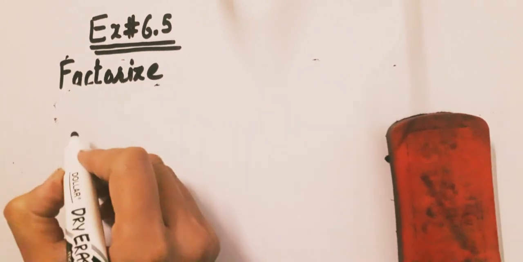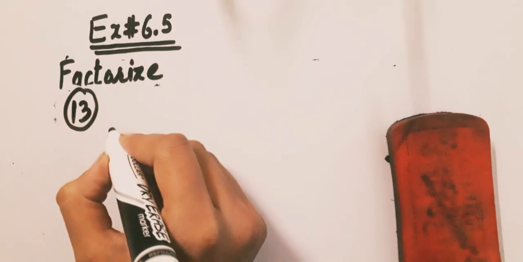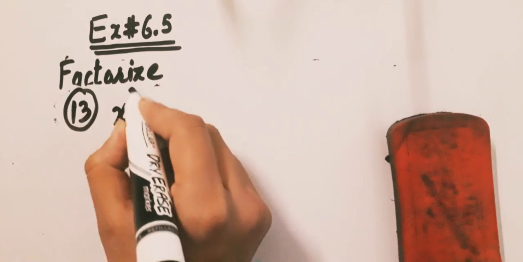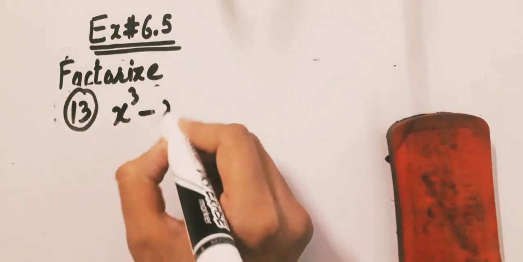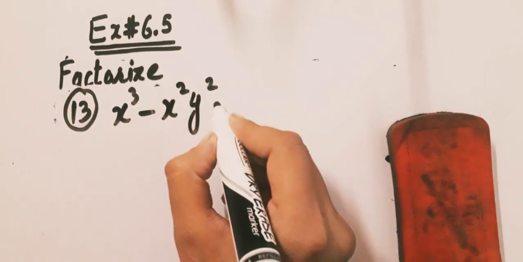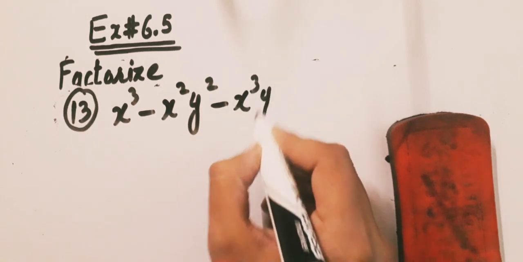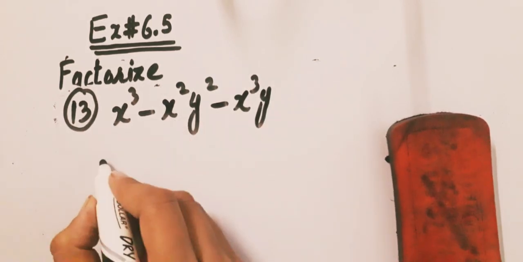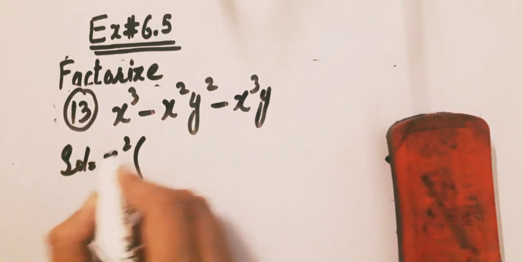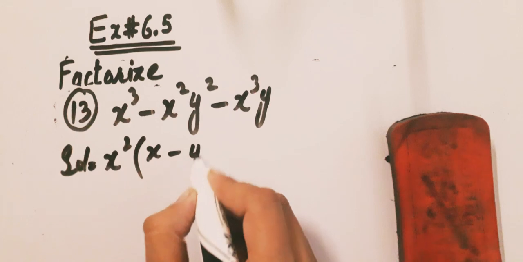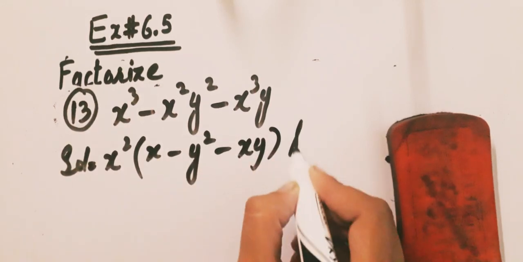Now we will solve part number 13, that is x cube minus x square y square minus x cube y. Now you will take x square as common, remaining is x minus y square minus xy. This is the answer.